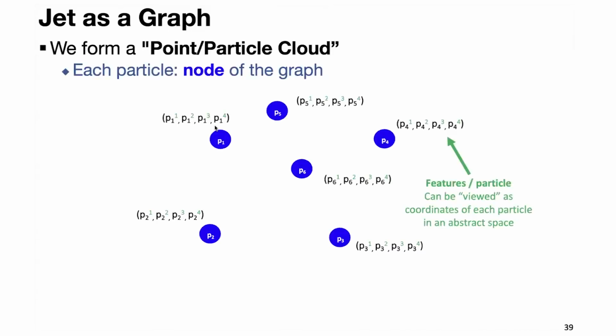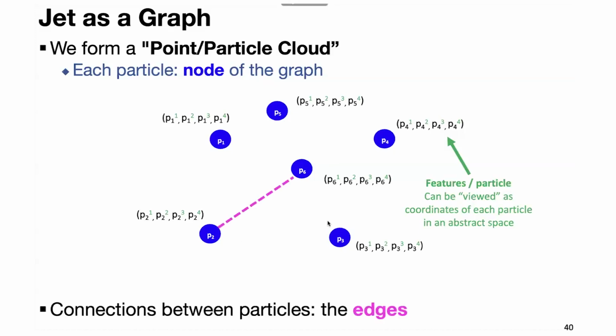So reminder, each point, each vertex, each node in the graph is a particle. So we form a point cloud or a particle cloud. It's a permutation invariant representation. Here we have the features per particle in its node, and then we build the connections, the edges, the relationships that we discussed.